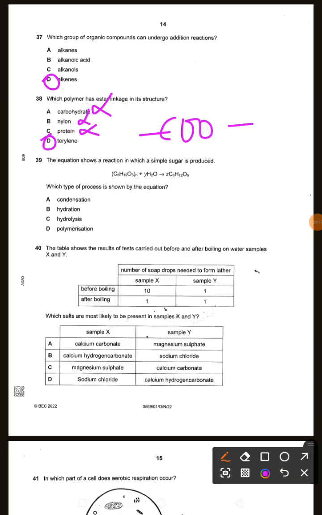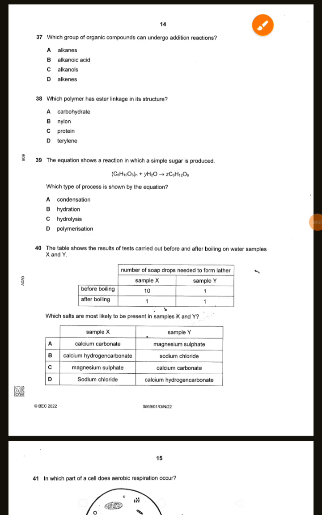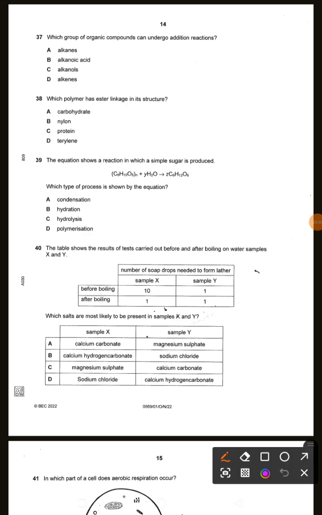So our answer is going to be D. So carbohydrates, they don't have a specific kind of linkage. The linkage that you find in carbohydrates is not really particular. You don't have a special name for that linkage. It's an oxygen bonded between two glucose molecules. We have the reaction there.